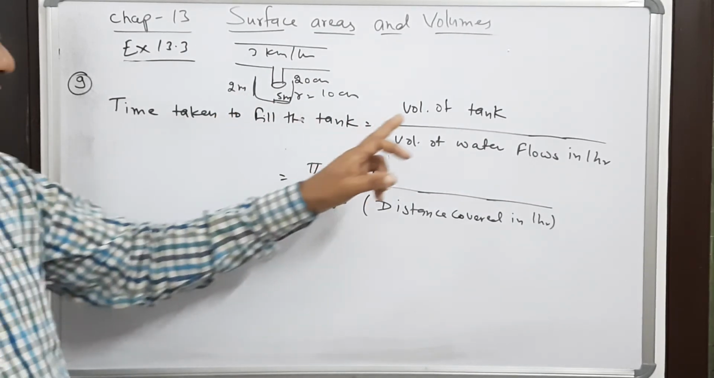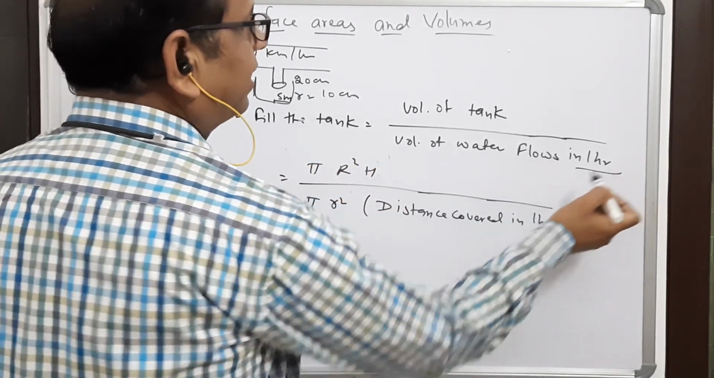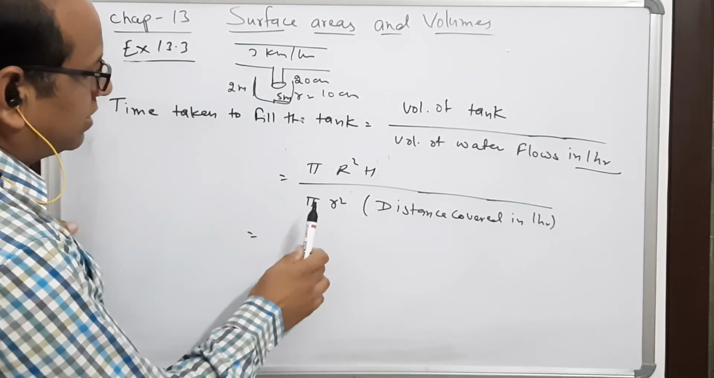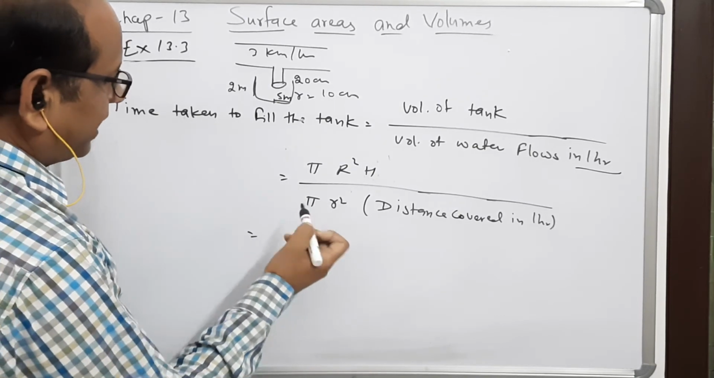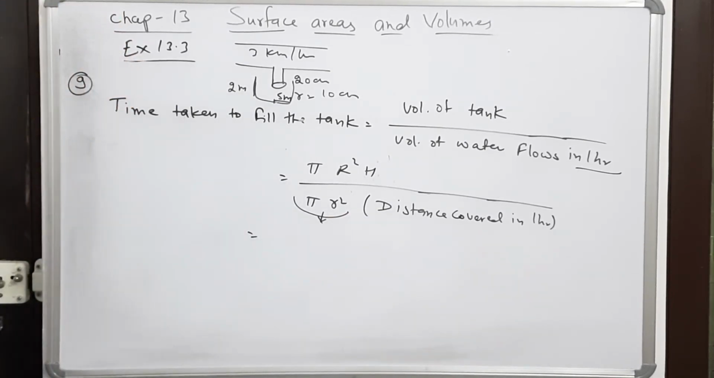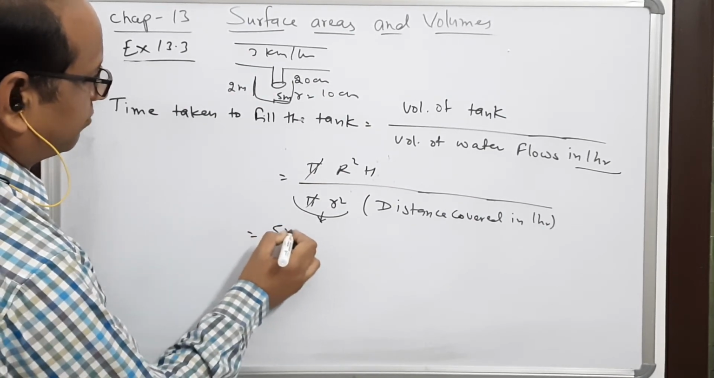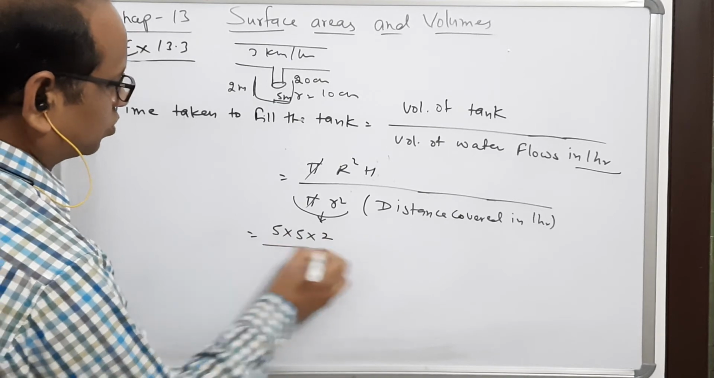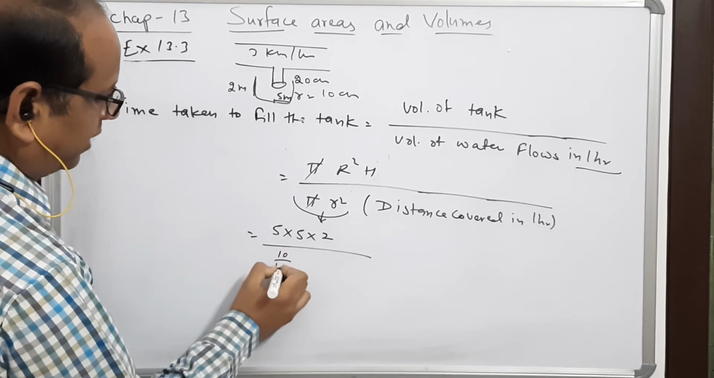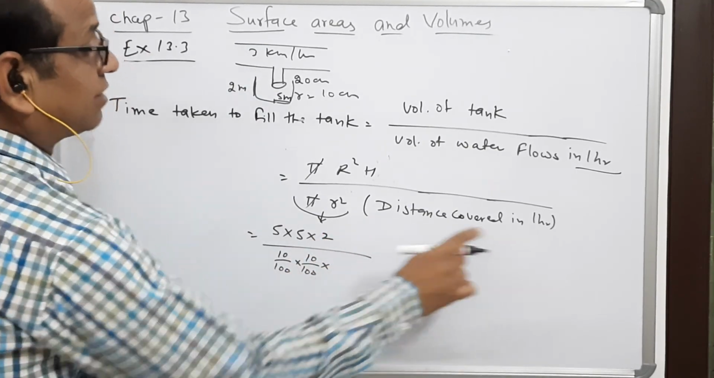So the time taken to fill the tank is the volume of the tank divided by the volume of water that flows in 1 hour. Now the volume of the tank is pi r square h, and the water flow is pi r square, that is the area of cross section of the pipe, into the distance in 1 hour. So this pi and pi cancel. What is the radius here? 5, and it is 5, and the height is 2. Now the radius of the pipe is 10 centimeters. So we write 10 upon 100 into 10 upon 100 into the distance covered in 1 hour.